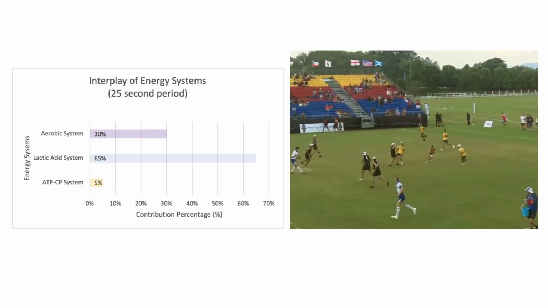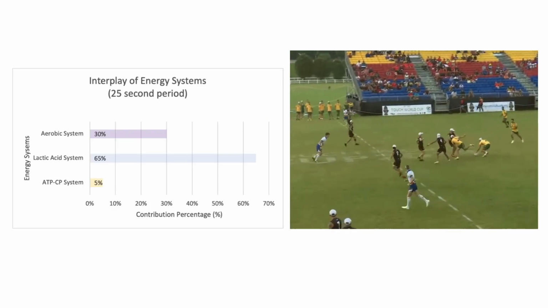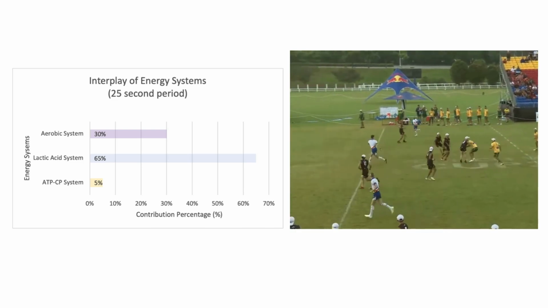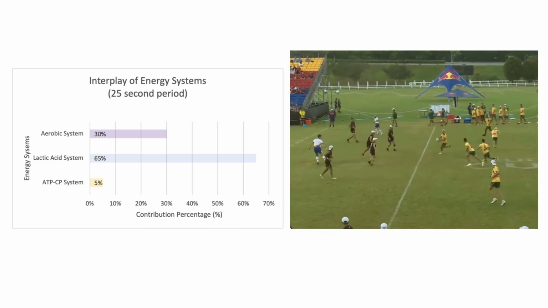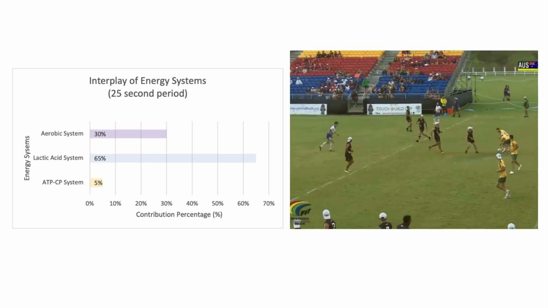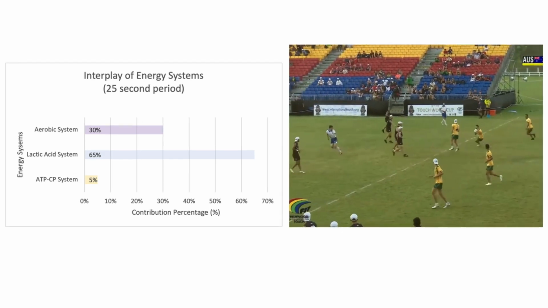In the first 25 seconds, Norman works hard on offense, making 3 passes and 1 roll ball. As Norman continues to develop attacking plays, the lactic acid system remains the dominant source of energy due to its quick energy production and ability to execute short, intense efforts. The lactic acid system currently accounts for 65%, followed by the aerobic system at 30% and ATP-CP system at 5%.